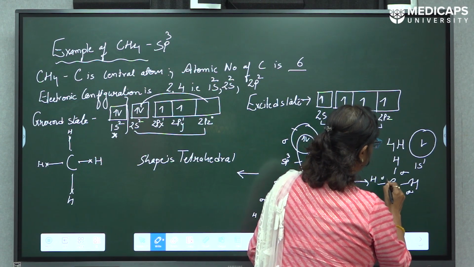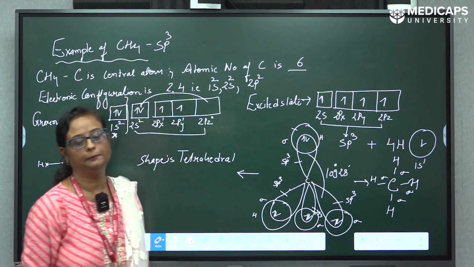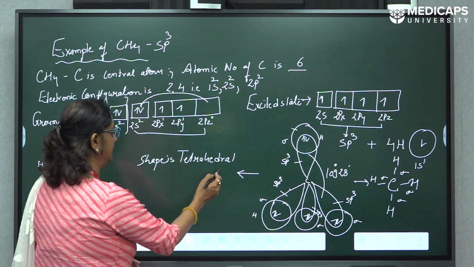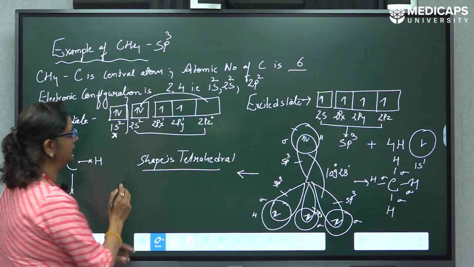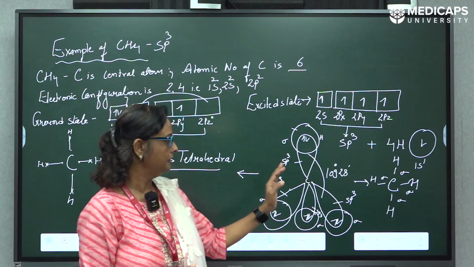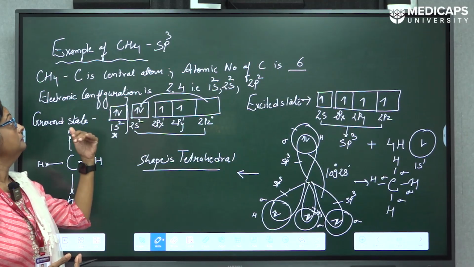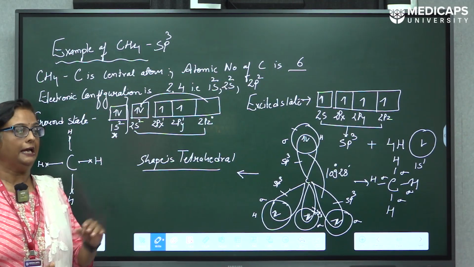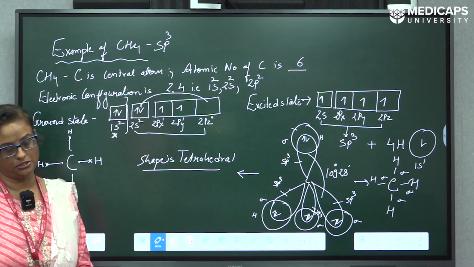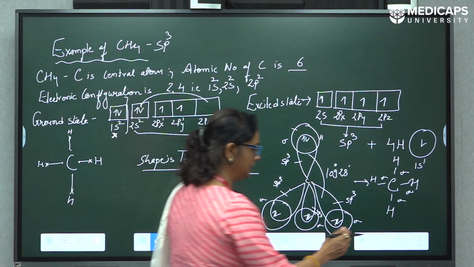And we will get the 4 sigma bonds due to the head-on overlapping of 4 hydrogen with 4 sp3 orbitals, and that's why the shape of methane is tetrahedral and the bond angle is 109 degree 28 minute. So by this we can explain the sp3 hybridization, and not only methane, all alkanes possess the sp3 hybridization. So let's start with the another, that is sp2 hybridization.